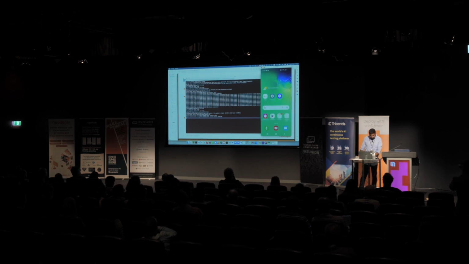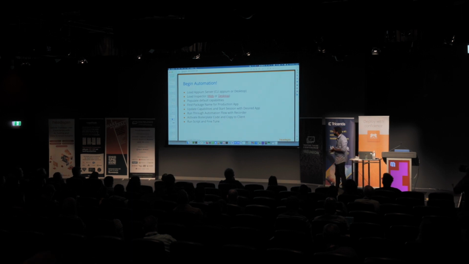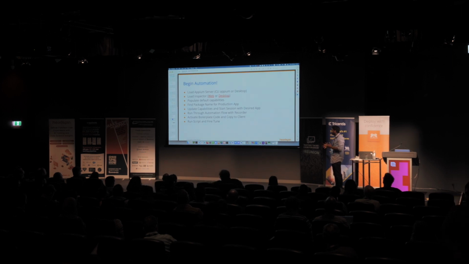So next steps, let's start automating. So at a high level, what we're going to do is we have to load up the Appium server on this machine, load up the inspector, then we're going to populate the capabilities of what we want to test, start the session with the desired application. In this case, we'll use the eBay app.